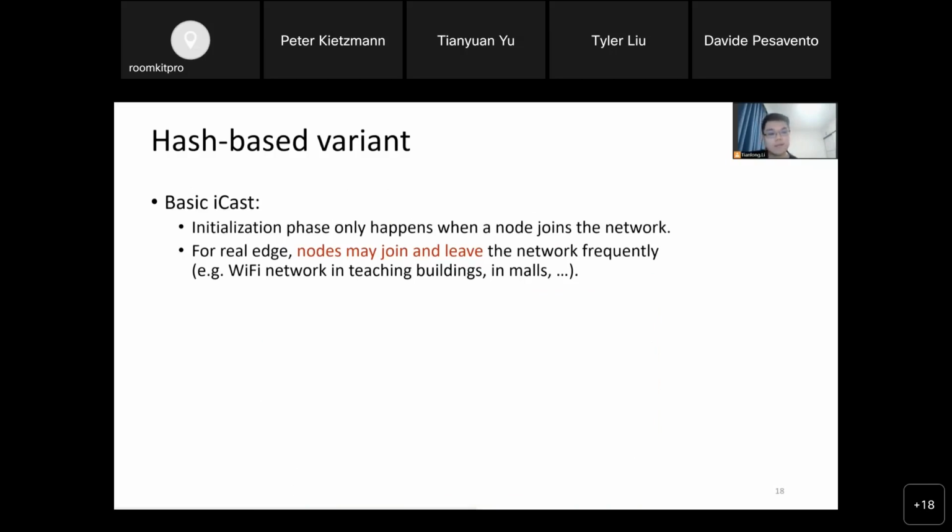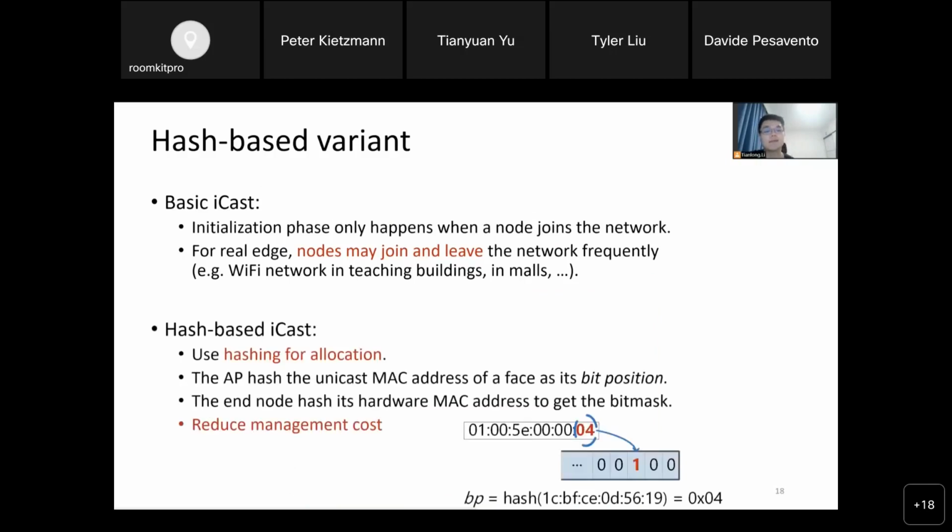Hence, we propose the hash-based ICAST. The hash-based ICAST roughly has the same communication phase as that of basic ICAST. The key of it is using hash calculation for bit position allocation. Instead of managing the mapping relationship with the MAC mapping table, in hash-based ICAST the access point only needs to publish the hash function it used for allocation in the initialization phase. Furthermore, we can preset default hash functions with specific MAC prefixes to further simplify it. The real allocating operation is delayed to the dynamic grouping.